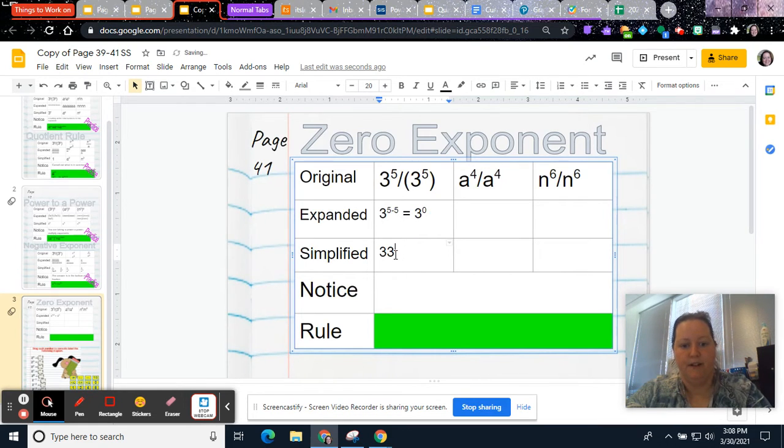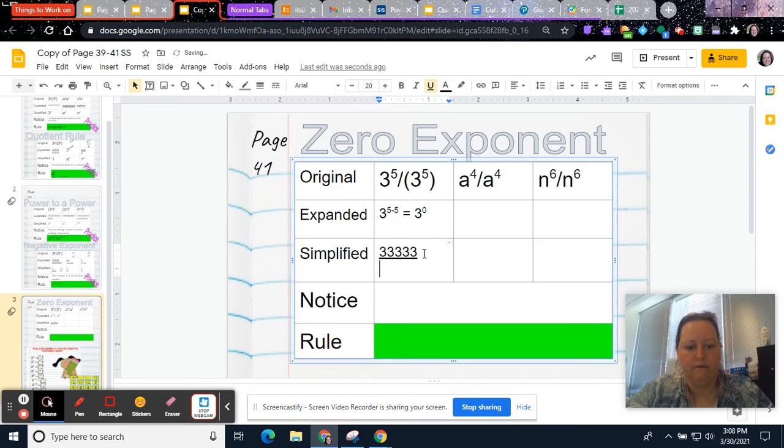Okay, if you think about what this would look like, so we'll use the simplified form over here. So we have 3, 3, 3, 3, 3 over top of 3, 3, 3, 3, 3. Then you're going to notice that all of them are canceling out. Gone, gone, gone, gone, and gone. And so all you would have left here is 1. And so what I need you to see is that anything to the 0 power is going to equal 1.